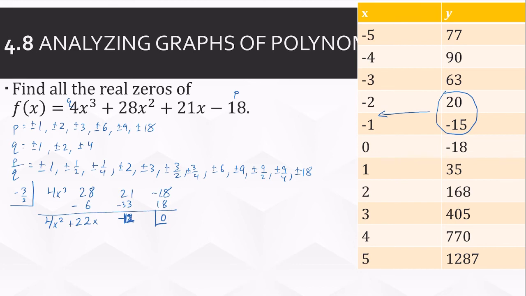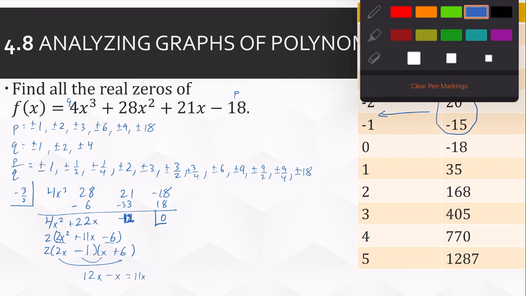We could try factoring that. So we factor out a 2 maybe. And can we factor that further? To get a 2x squared, it'd be 2x times x. And to get a negative 6, maybe a negative 1 and a plus 6. I don't know, see if that works. It'd be 12x minus x is 11x. Hey, that's what I wanted. So that worked.